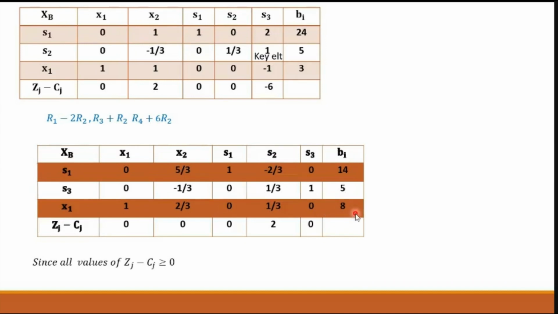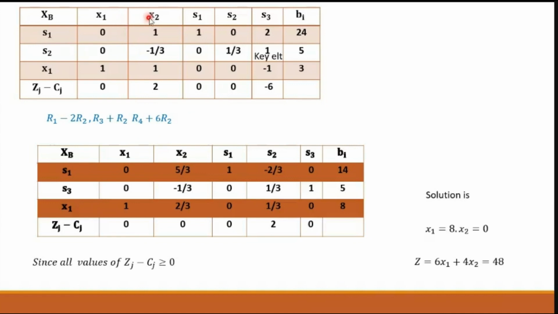x1 is equal to 8. Now x2 is not coming in the basis, which means that x2 will be equal to 0. And substituting x1 and x2 in the maximize z function, we will get 6x1 plus 4x2, that is equal to 48. 8 comma 0.